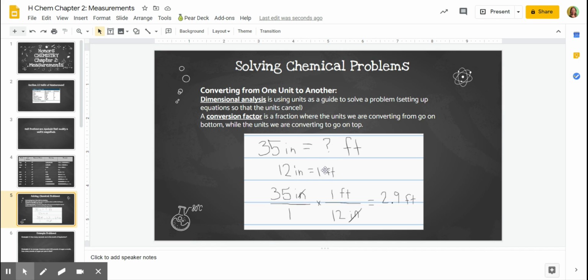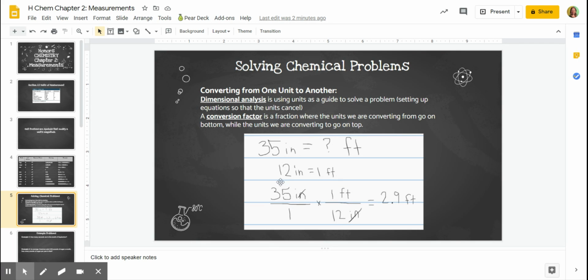These two things are equal in their length. 12 inches equals the same length as 1 foot. So when I write it as a fraction like this, I'm really putting the same amount over itself, which if you have any number over itself, that's just 1. So this doesn't change the size of your string. This just changes what units the string is being measured in.